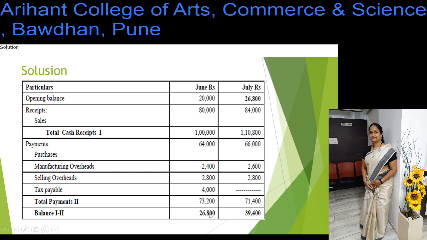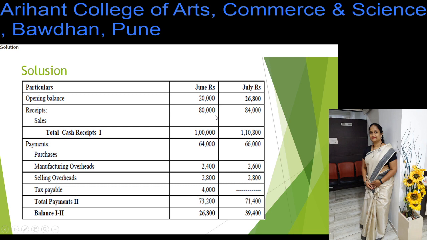It comes to 26,800. The closing balance of June month is the opening balance for July. So you need to write 26,800 as the opening balance for July. Then make an addition of receipt column of July. 26 plus 84, it comes to 1,10,800. Deduct these expenses and you will get the closing balance for July month, 39,400. It will be carried forward to the month of August.